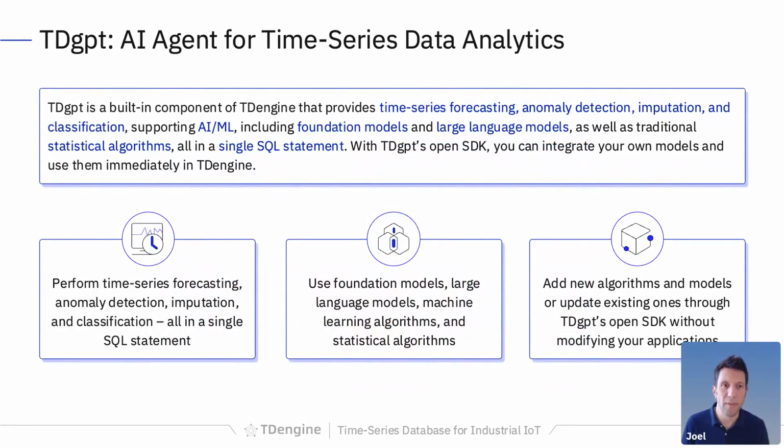One way to solve that problem is to use TDgpt, our new AI agent for time series data analytics. This allows you to perform analysis and time series forecasting, along with imputation and classification on your time series database directly in TDengine. We also have an open SDK that you'll be able to add your own models to. But we've started with a few foundational models for time series and for anomaly detection.